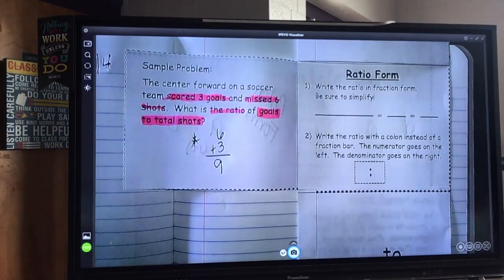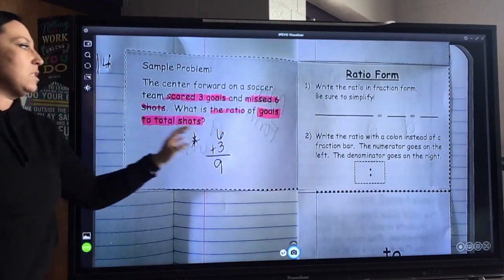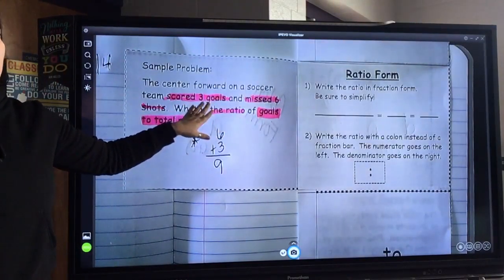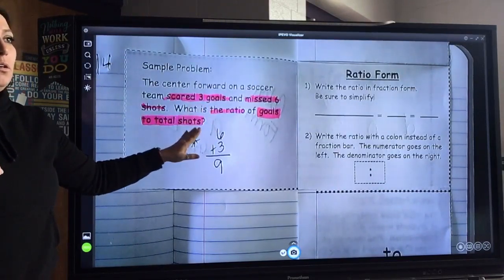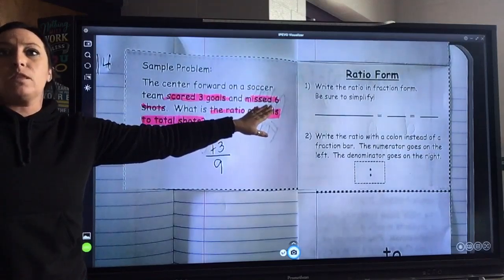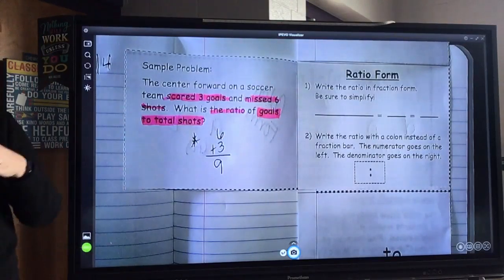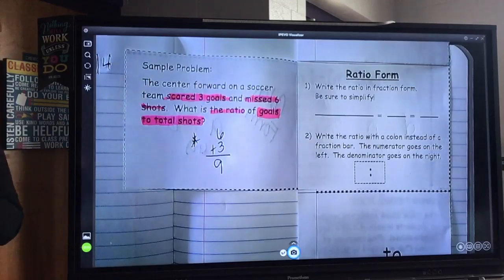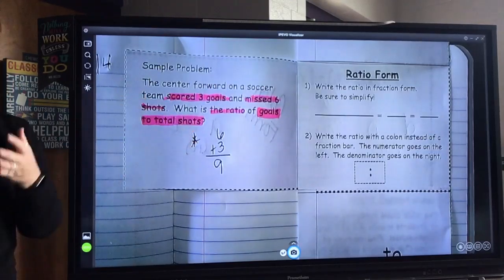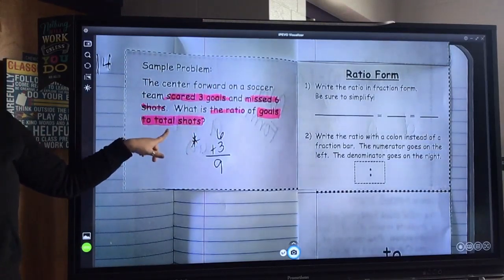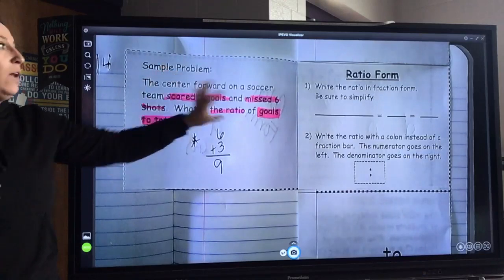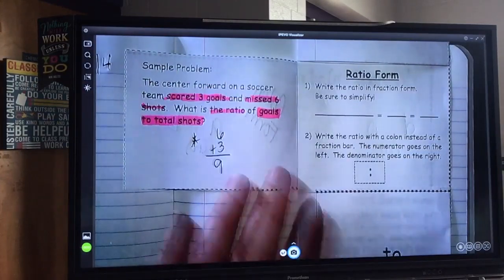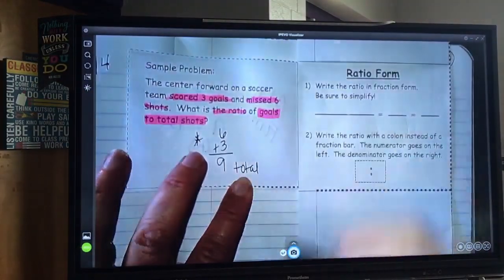The reason that you have to add the 3 goals and the 6 shots is because your question is asking you, what is the ratio of goals to total shots? We know what the goals are, right? 3. Well, the 6 is representing what? The missed shots, right? So we're not going to use the 6. We're going to have to find the total amount between the 3 goals and the 6 shots. So that's why you have to add them together. Anytime it's asking you total or most, you're going to add those together. Or if it gives you the total and one of the parts, you're going to end up subtracting. Okay? Now we have our total, and you can write total next to it so you know what that number stands for.